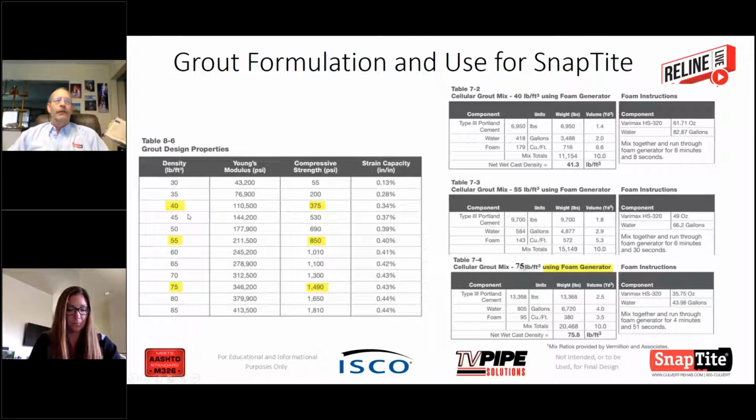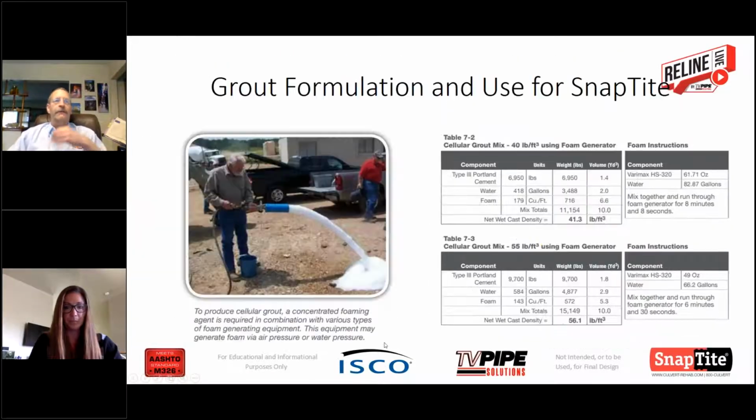So here we're looking at the grouts that we promote: 40 pound, 55 pound, 75 pound. Here we're showing the published compressive strengths, and here we're trying to equate it to a Young's modulus. Most of your road beds have a 3,000 or a 4,000 PSI modulus. So even with our 40-pound fill, we're creating a grout in that annular space that is as strong or stronger than the surrounding fill. And these do use a foam generator.